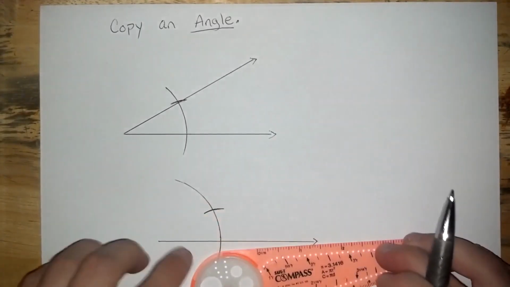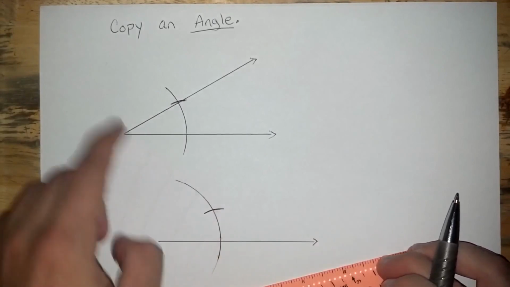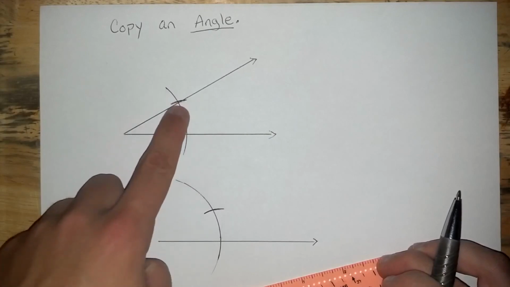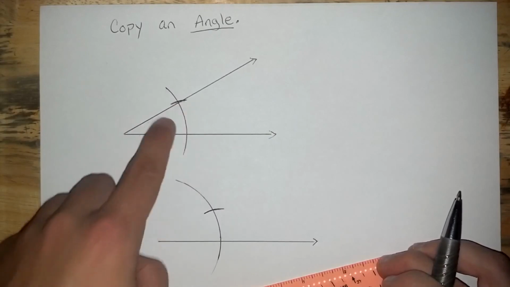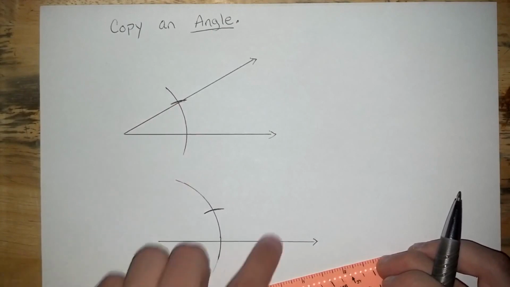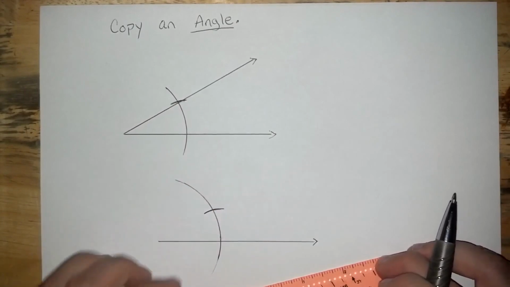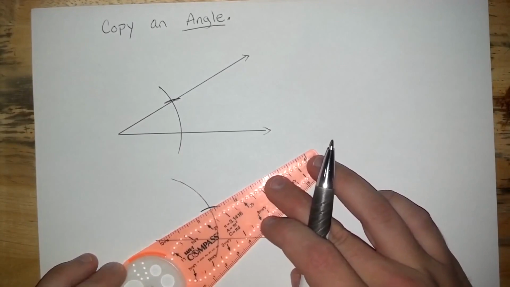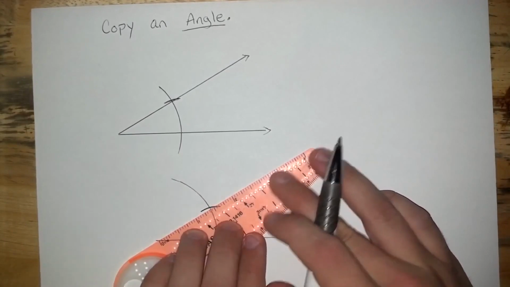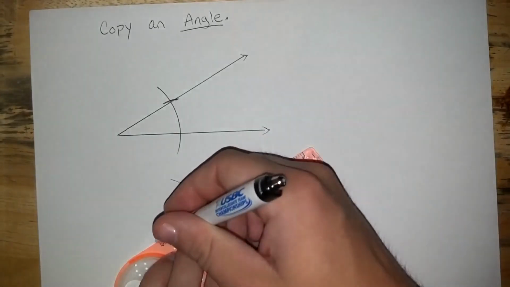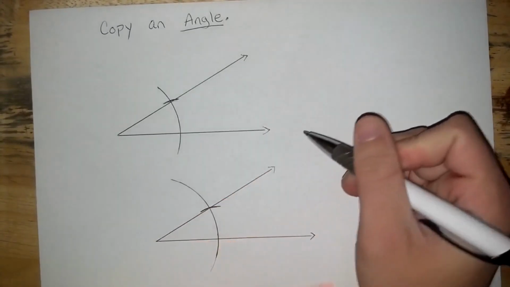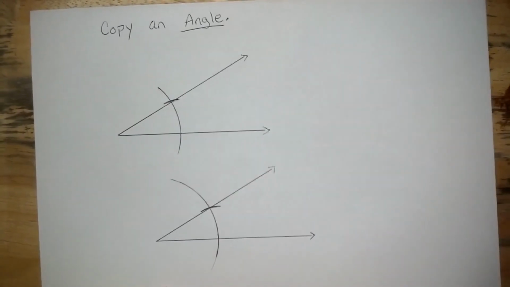Right, like that. So far, our two arcs are exactly the same. Which means, if I connect the vertex through that point, just like it is up here, I'll have recreated that exact same angle right down here. So go ahead and do that. Connect the vertex with the point where our two arcs intersected. And this angle is exactly the same as that. And that's how you copy an angle.